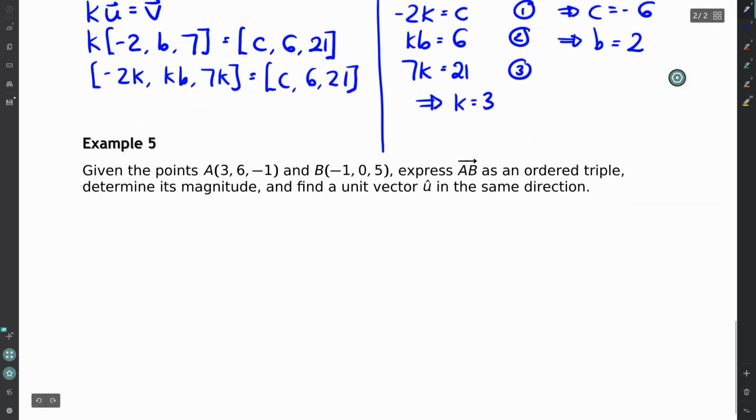Okay, one final example. Example 5, here we have a point-to-point vector. We're asked to express it as an ordered triple, find its magnitude, and then find a unit vector in the same direction. We'll need the magnitude for the unit vector.